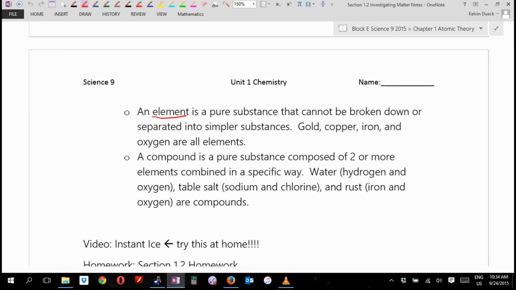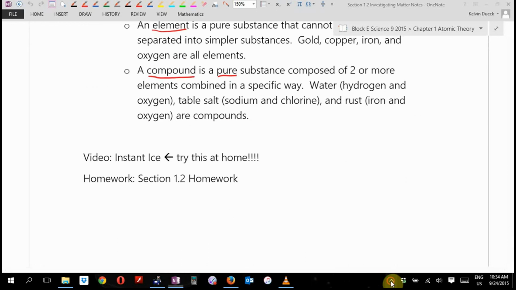Okay? A compound is a pure substance that's composed of two or more elements combined in a specific way. So it is still a pure substance, it's just that it's made up of more than one element. Water, H2O, two hydrogens, one oxygen, is a compound. Very useful compound. Table salt is made up of sodium and chlorine. Rust is iron and oxygen. They are compounds. Put your pencils down, look up.